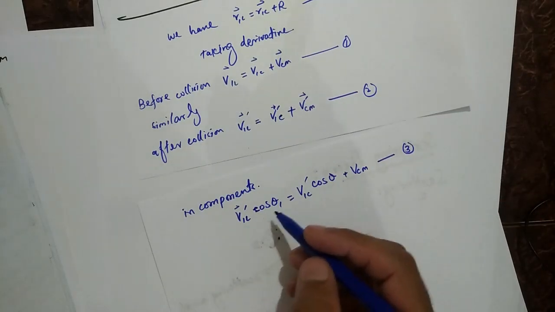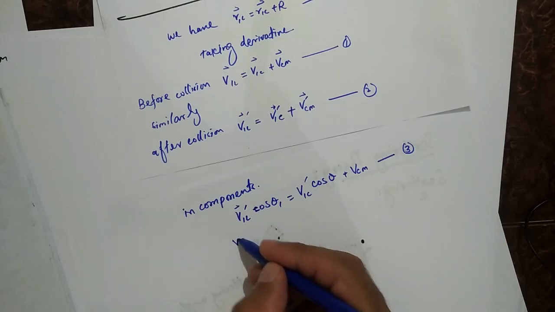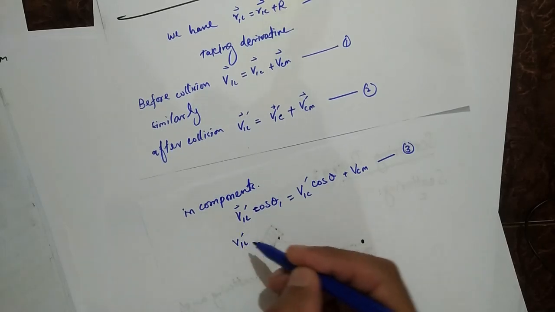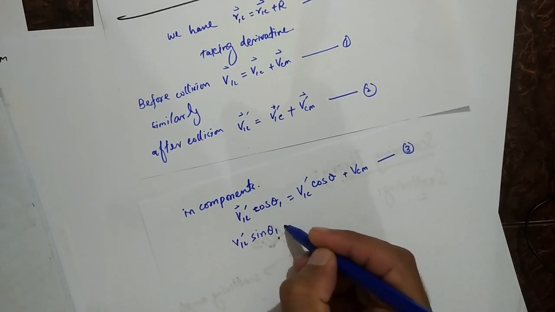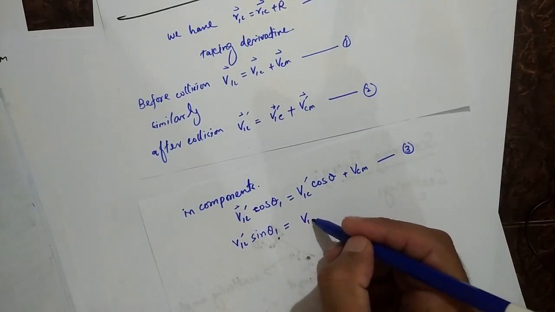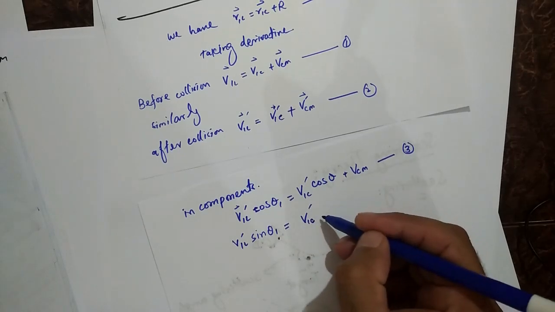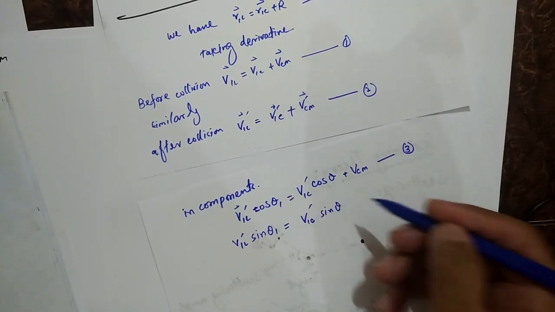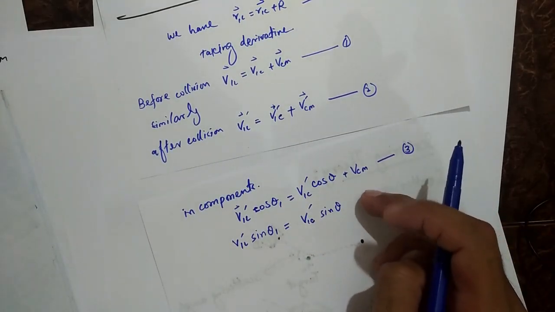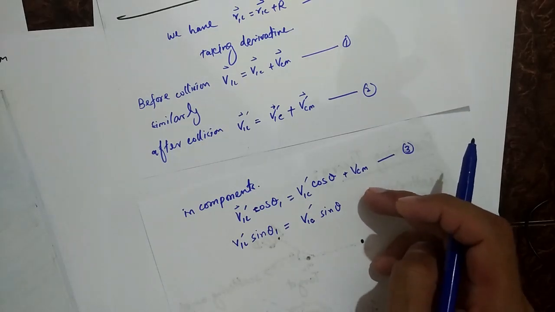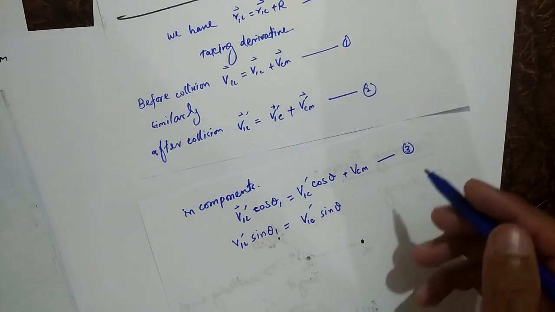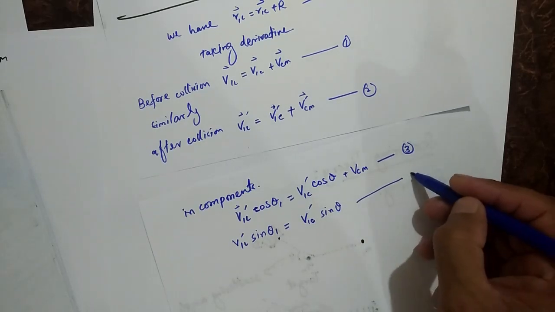And for the sine components, V1 dash L sine theta 1 is equal to V1 dash C sine theta. Because the center of mass in the center of mass reference frame is at rest, this term will be 0. This is equation 4.